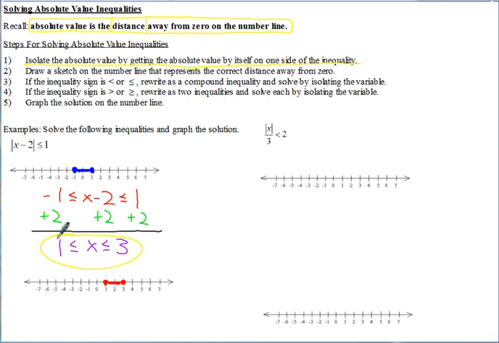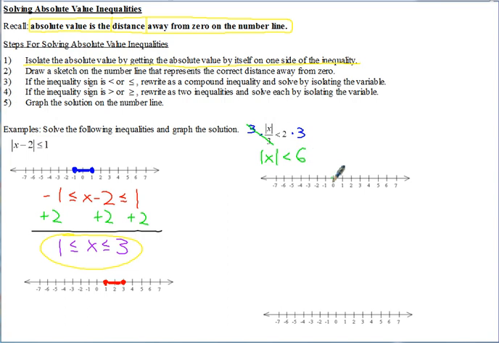Now notice on the next example problem, the absolute value is not isolated because it's divided by 3. So the reverse of divided by 3, to get rid of that, is to multiply by 3. But to balance it out, you have to multiply both sides of the inequality by 3. So that will give us the absolute value of x, because the 3 divided by 3 is 1, is less than 6.